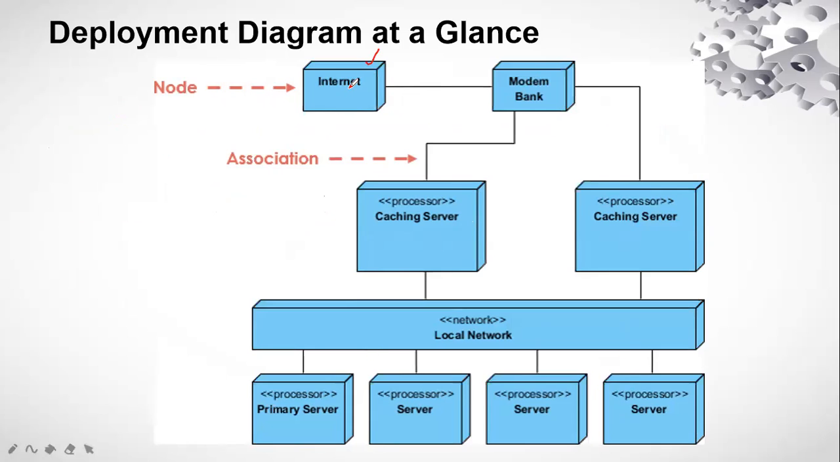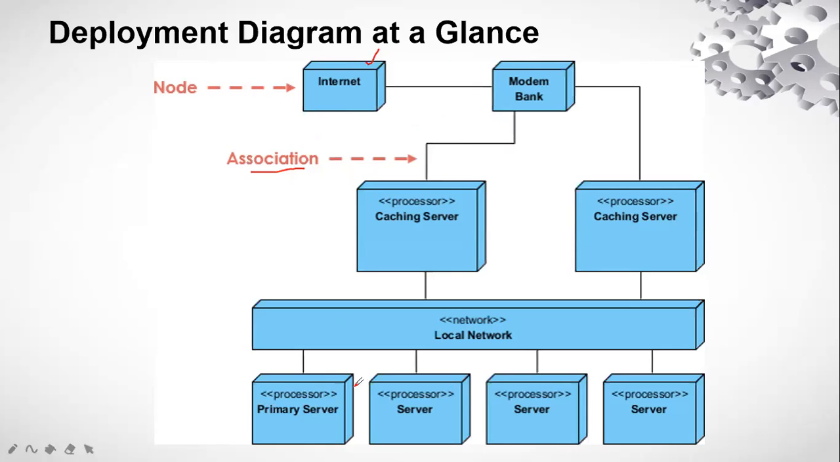Basically, these are either a software component or a hardware component, which is being defined as the architecture for a particular system. The second thing is the lines which are connecting the two nodes. These are called the association or the dependencies. That means the relationship between the two nodes, how they are communicating with each other.